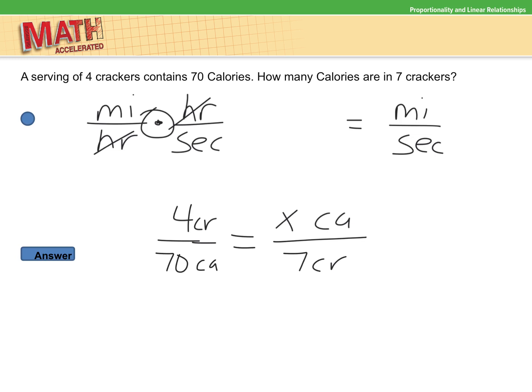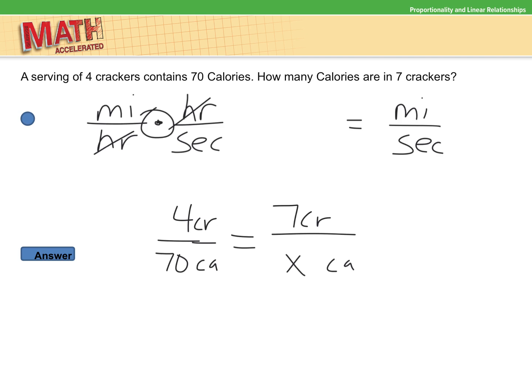Are these the same? Are the labels the same? No, so can this proportion work? No, so which way does it need to be? Opposite. It needs to be 7 over X so that the labels match up. So it's 7 crackers over X amount of calories. So remember, proportions need to be the same. So we have crackers over calories equals crackers over calories. Okay, now we know how to solve this.